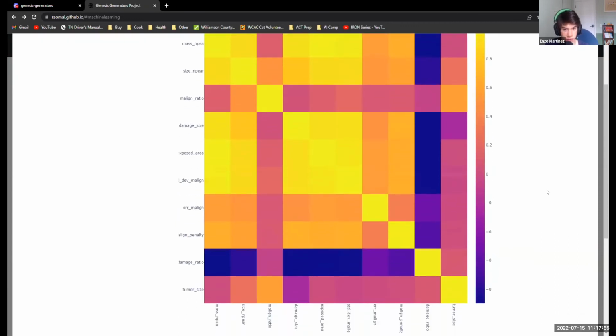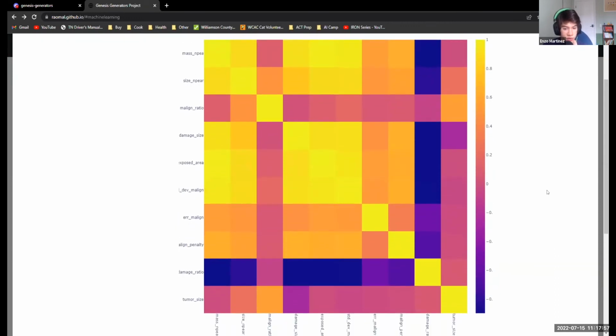Our next graph is a correlation heat map, which is similar to a scatter matrix because it displays relationships between each variable. And the lighter colors represent a greater correlation between variables, and the darker colors represent a lesser correlation between variables.